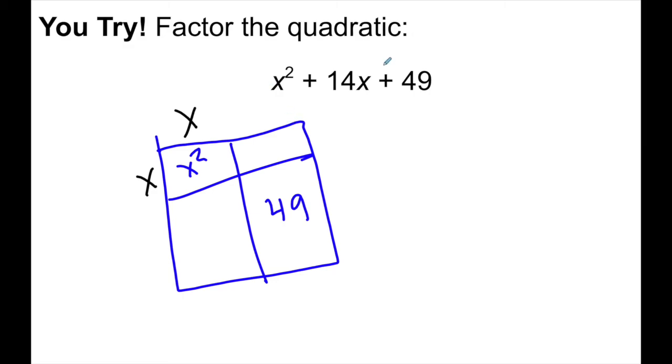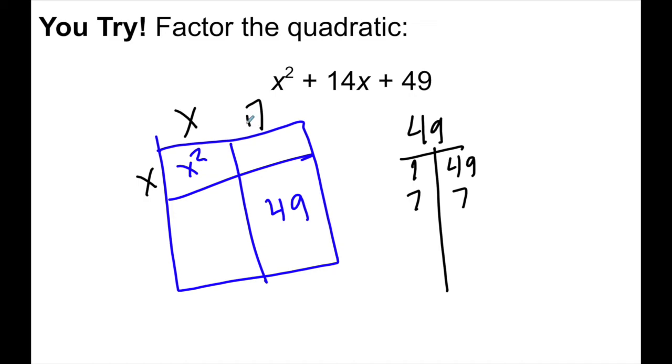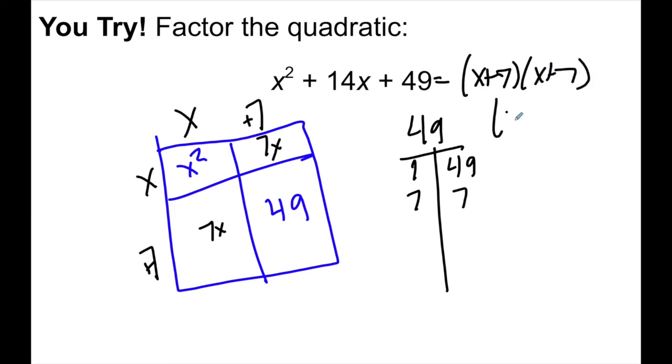Okay, so now I think about how to get 49, and 49 is cool because 49 is a perfect square. So the only factors of 49, the only way to do it is 1 and 49 or 7 and 7. And so the only way that's going to work is that these both have to be 7 because I need a plus 14. So what I get is (x + 7)(x + 7) or (x + 7) squared.